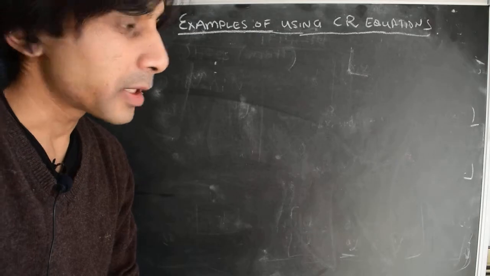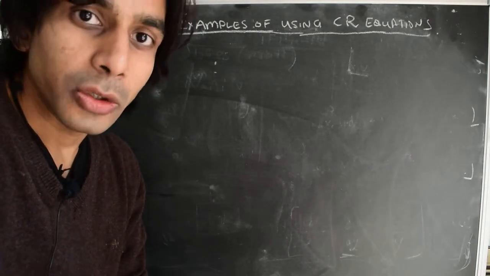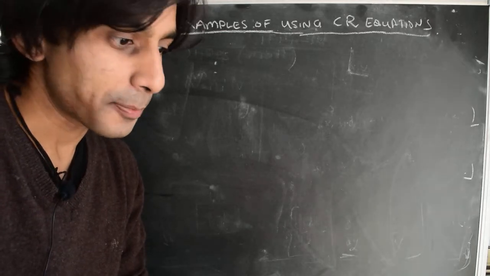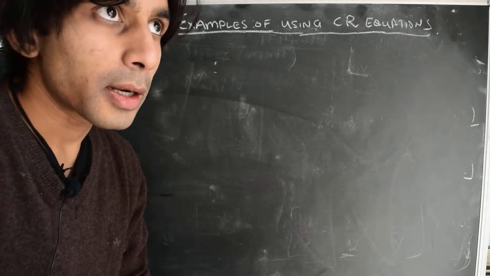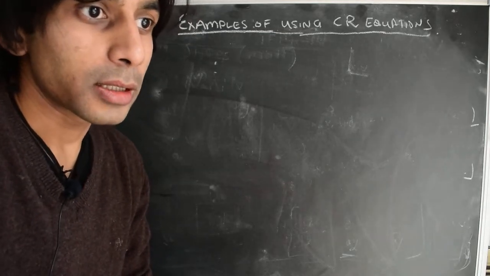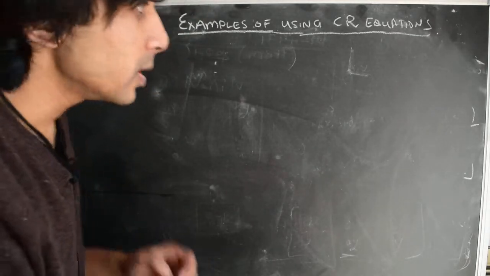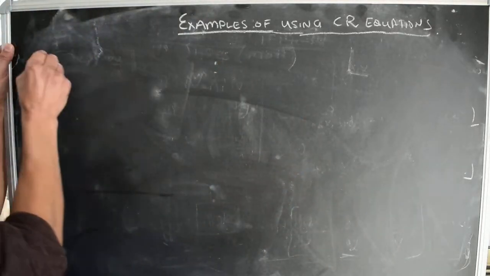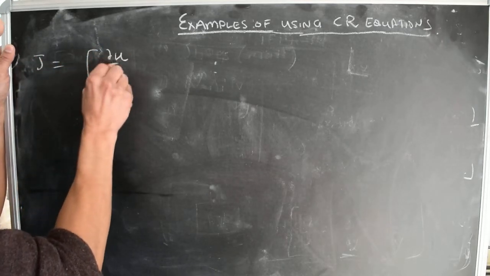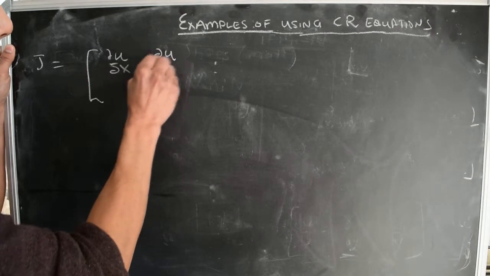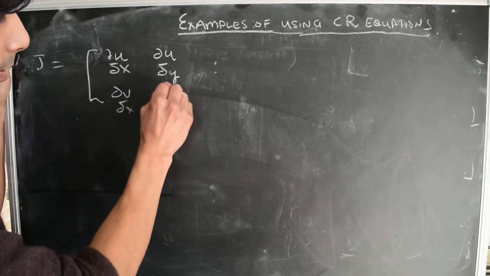Just as a reminder, and as a quick way to remember what the Cauchy-Riemann equations are, it's often useful to go back to the matrix representation and think about the Jacobian, and see the constraints arising when we think of the Jacobian as representing a complex number or a complex function. Recall that the Jacobian for a transformation is of the form du dx, du dy, dv dx, and dv dy.